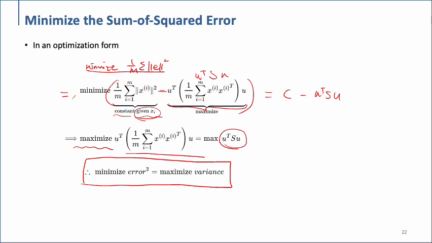So from this equation, you can solve the PCA problem in two ways: first by using the eigenvalue problem, and secondly by minimizing the sum of squared error. Either way is fine, so you can choose whichever is convenient for you.